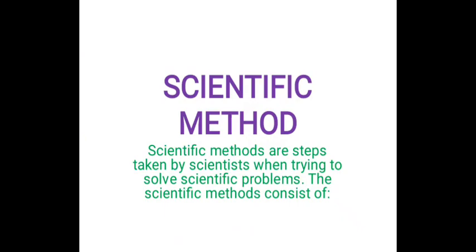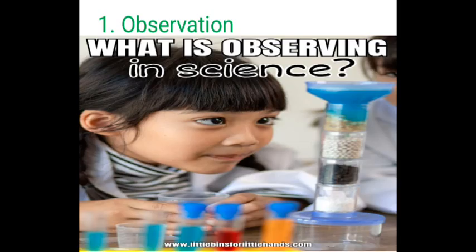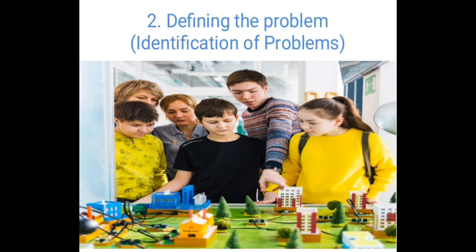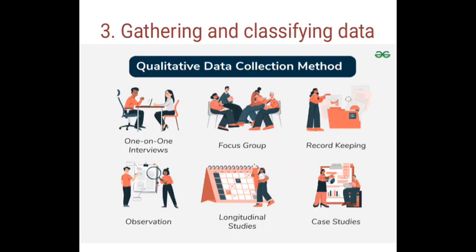Now let's look at the scientific method. What are scientific methods? Scientific methods are steps taken by scientists when trying to solve scientific problems. The scientific method consists of: 1. Observation. What is observation in science? You can see the little boy trying to observe how particles interact with each other. The second step is defining the problem, identifying problems. The third step is gathering and classifying data, which involves one-to-one interviews, focus groups, record keeping, observation, longitudinal studies, and case studies.